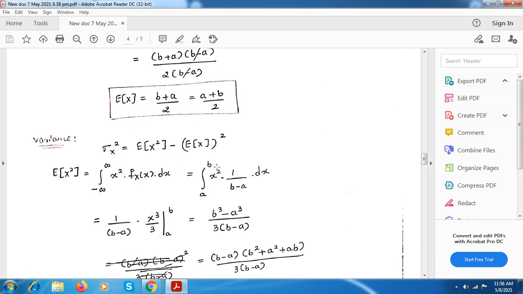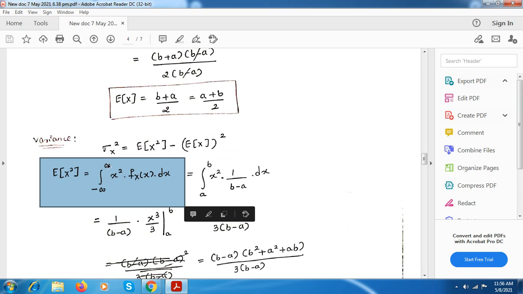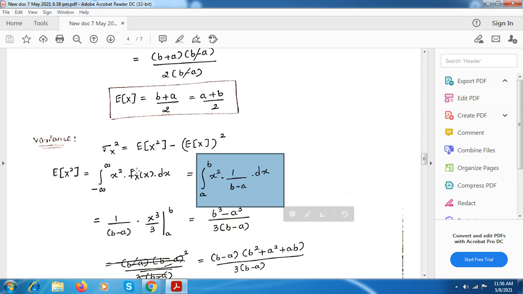So next we will see the variance, that is sigma x square is equal to e of x square minus e of x the whole square. Here this is the second order moment. So that equation we have integration minus infinity to plus infinity, x square into fx of x into dx. Here n is equal to 2, so here also it is x square. You have to substitute fx of x value, 1 divided by b minus a.